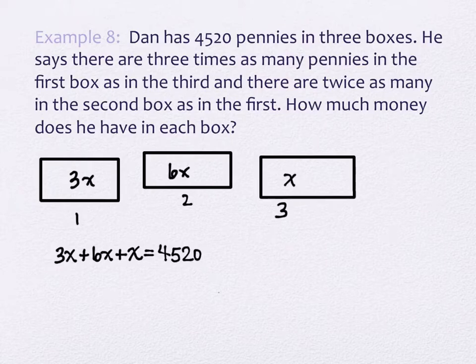Okay, so here's an equation on this one. It seemed like a natural way to start this problem. What would I do next? Okay, so if I add all the x's together, what do I get? 10x equals 4520. And then what? Divide by 10, you bet. So what would x equal? 452, right?